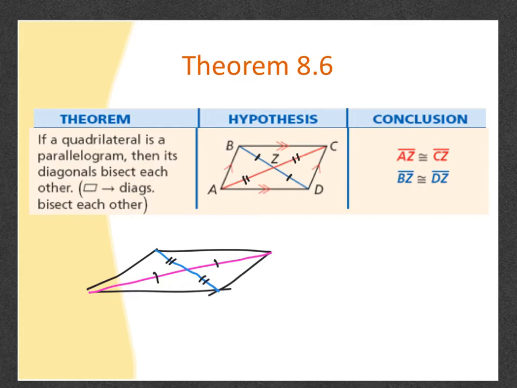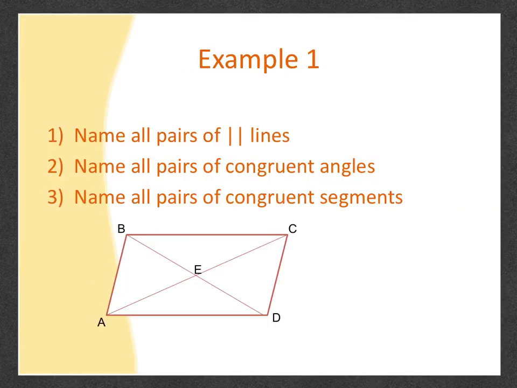Okay? Now we're going to... So this says, name all the pairs of parallel lines, name all the pairs of congruent angles, and name all the pairs of congruent segments. This, obviously, has to be a parallelogram to answer these questions. So we would say, in parallelogram ABCD, all right, give me a pair of parallel lines. BC and AD. BC is parallel to AD.